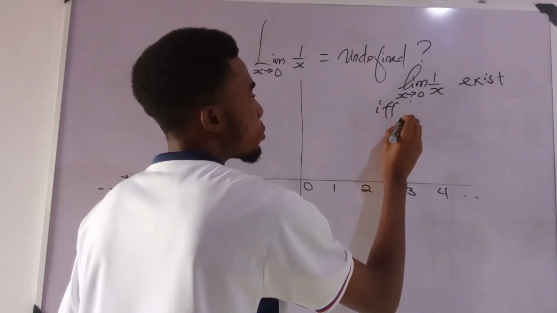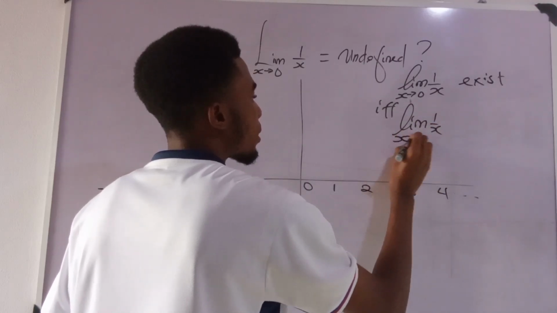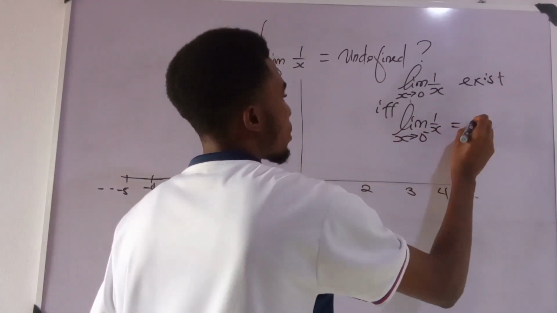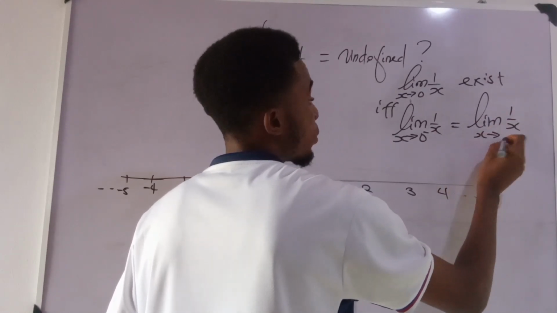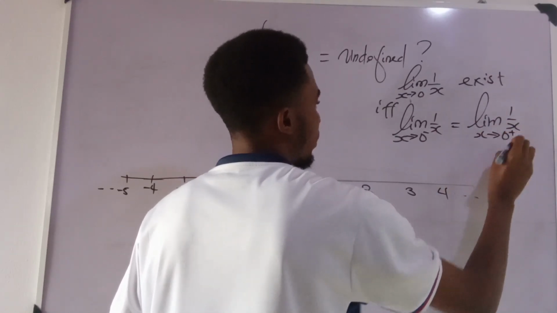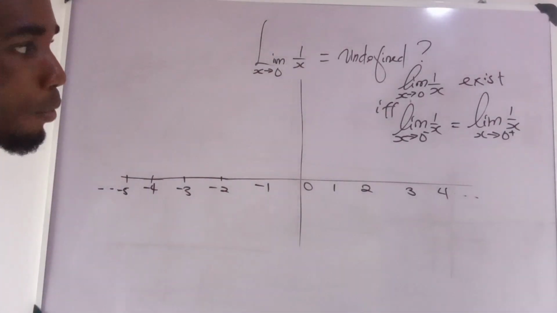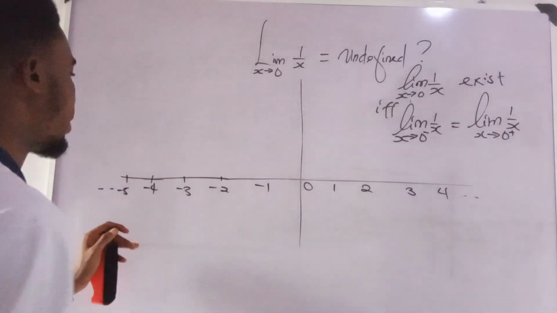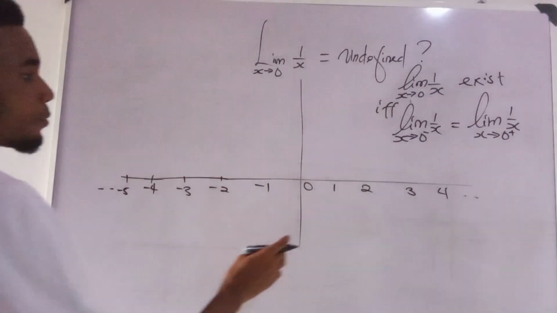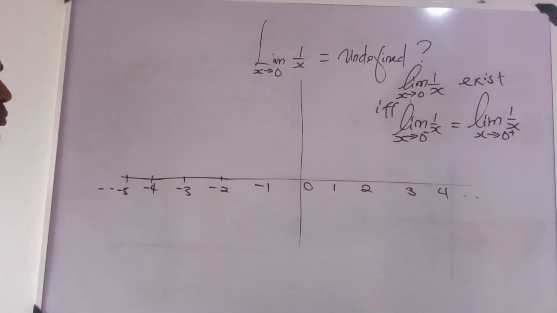the left-hand limit, which we have as the limit of 1 over x as x approaches 0 from the left, is equal to the limit of 1 over x as x approaches 0 from the right. All right, so now let's look at this numerically before we can actually judge. Now, if you look at this Euclidean plane here, we have values from 0 to infinity and 0 to minus infinity. Right, so now let's look at the left-hand limit.